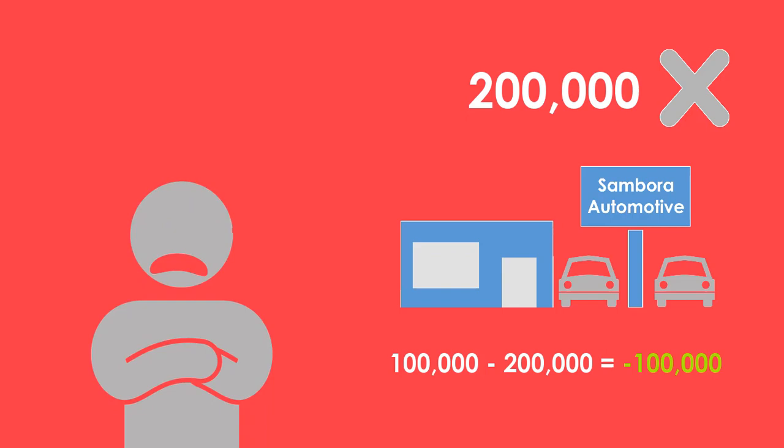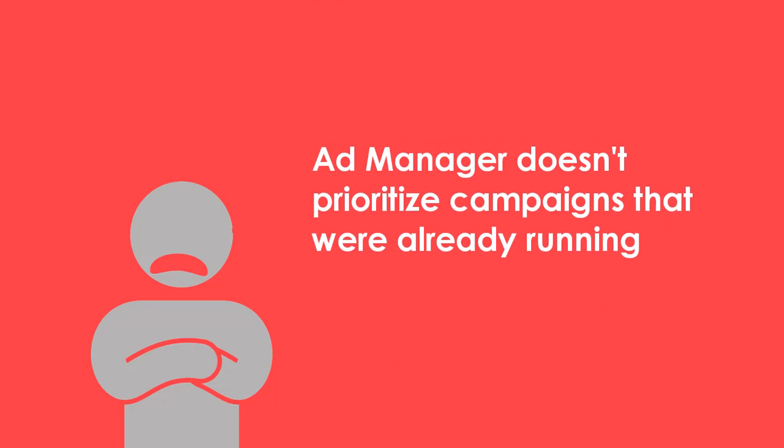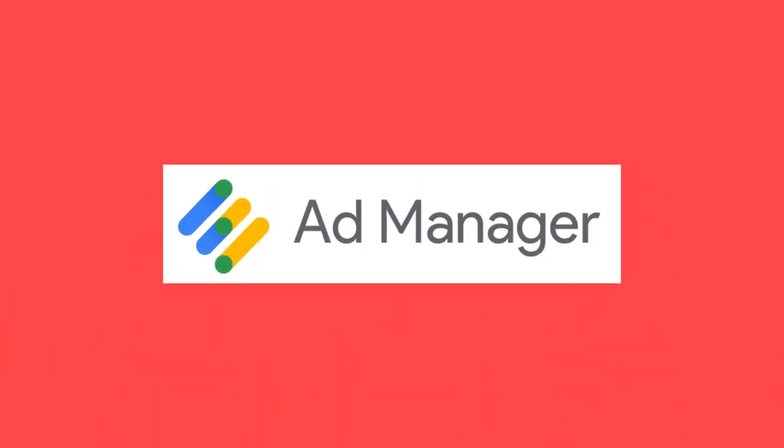But this isn't just a problem for them. Ad Manager doesn't give priority to campaigns that we're already running, so if your site is overbooked, all campaigns will underdeliver, not just the ones that cause the problem. Fortunately, you can use Ad Manager's inventory estimate tools to check whether there's enough available inventory for upcoming campaigns before you sell them. Here's how to do it.